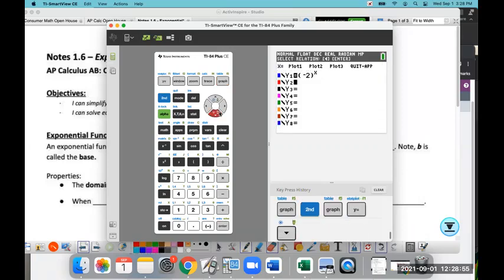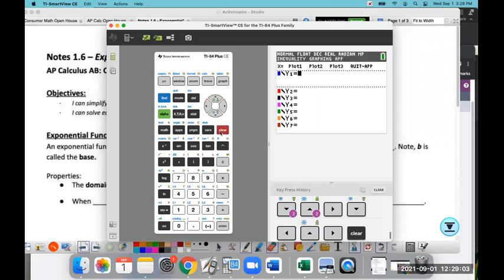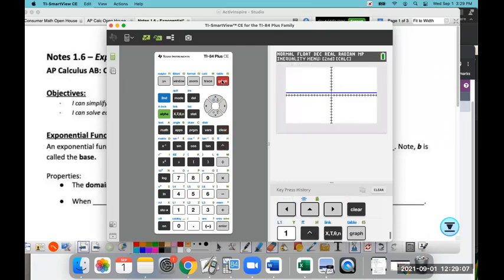And then let's say that our base is 1. You just get a horizontal line because no matter what that power is, you're going to get a 1 there as your output.